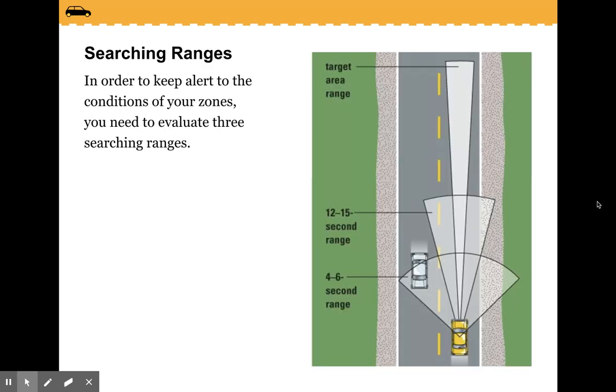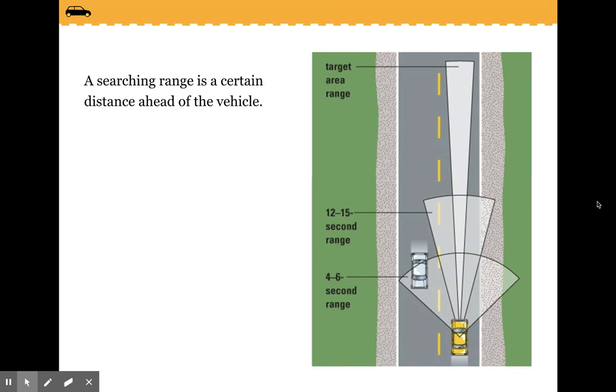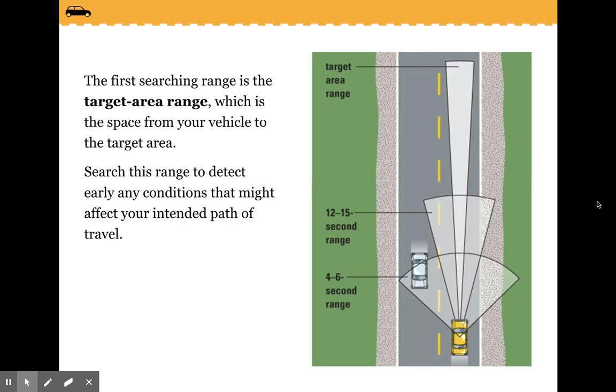In order to keep alert to conditions of your zones, you need to evaluate 3 searching ranges. A searching range is a certain distance ahead of the vehicle. The first searching range is the target area range, which is the space from your vehicle to the target area. Search this range to detect early any conditions that might affect your intended path of travel.